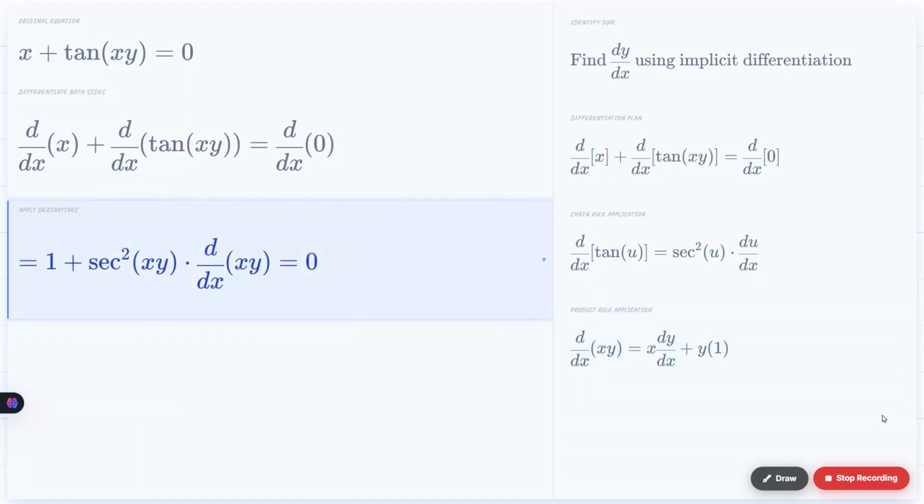We apply the derivatives to our equation. We do this to change the terms into their new forms. Now we have 1 plus sec squared of xy times the derivative with respect to x of xy equals 0.